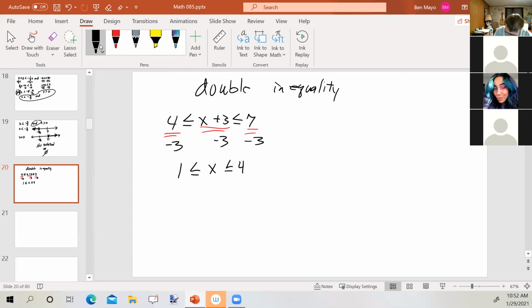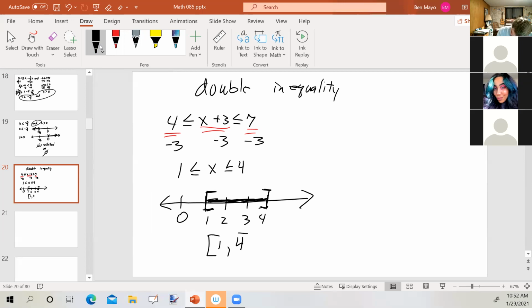All right. The graph of that is going to look like this. I'm going to have a bracket on 1 and a bracket on 4 and a filled in line segment, and interval notation will look like that. So we've solved it, graphed it, written it in interval notation. Any question there?